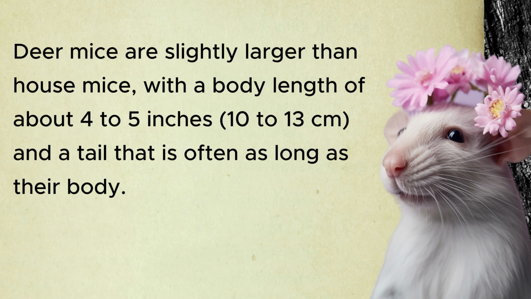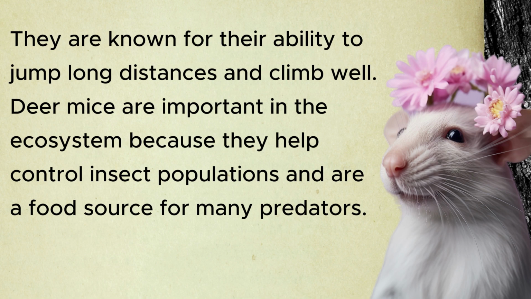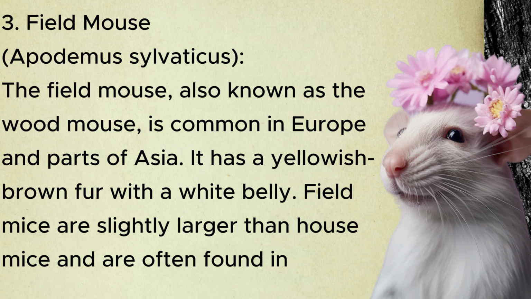Deer mice are slightly larger than house mice, with a body length of about 4 to 5 inches, 10 to 13 centimeters, and a tail that is often as long as their body. They are known for their ability to jump long distances and climb well. Deer mice are important in the ecosystem because they help control insect populations and are a food source for many predators.